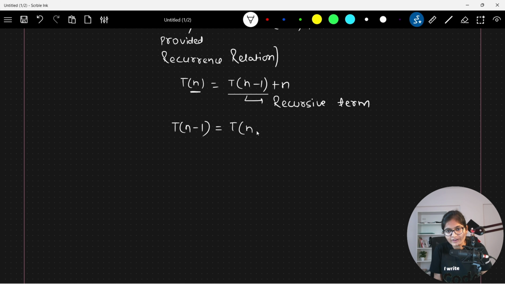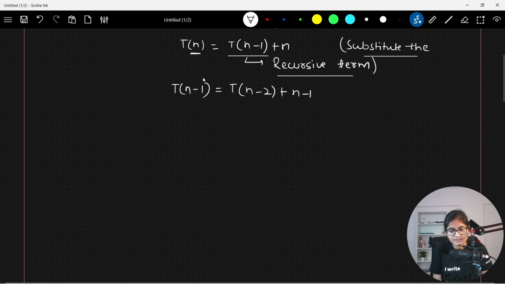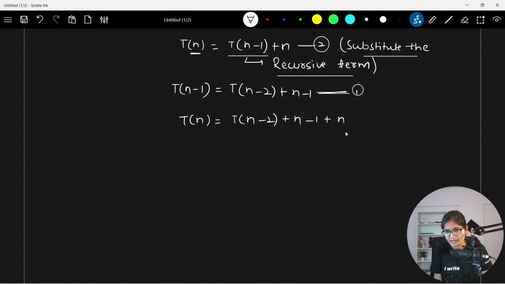So the value will be t of n minus 2 plus n minus 1, right? Basically what we are trying to do here is substitute the recursive terms. Now, just place this value of t of n minus 1 that we have in equation number 1 into this standard equation number 2. So we will get t of n as t of n minus 2 plus n minus 1 plus n, right?